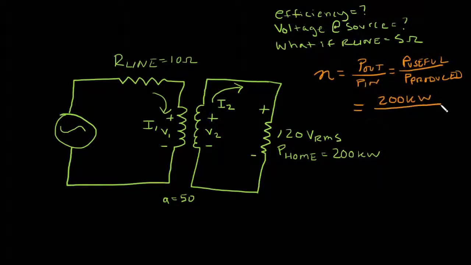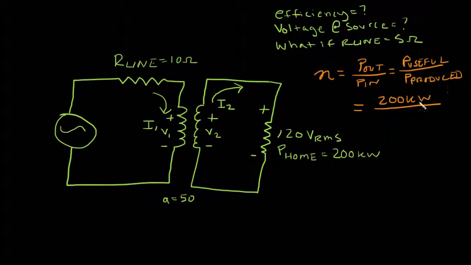And now I need to figure out P produced. Well, I know due to the conservation of energy that the amount of power I'm using in the home and in the lines has to equal the amount of power I'm producing. We can't just have power disappearing into nowhere and being produced out of nowhere. So all the power that's being produced has to equal all the power that's being used.